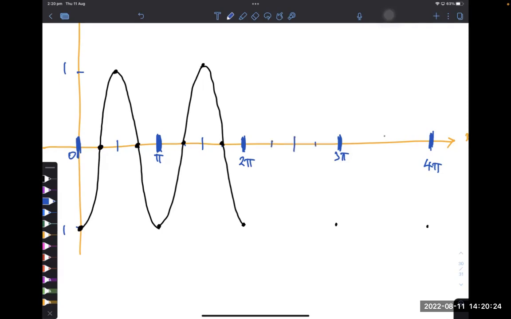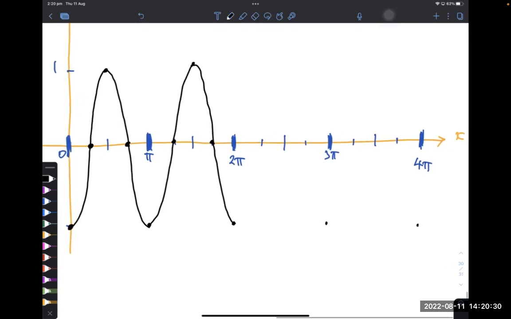Have you started to notice a pattern now?